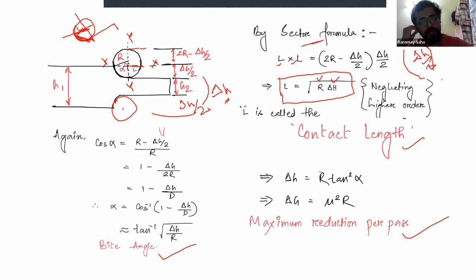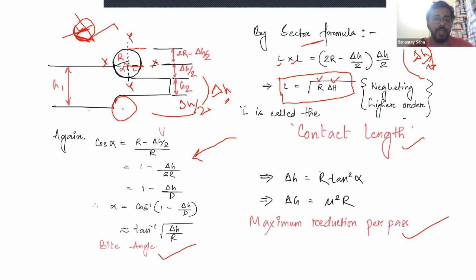Okay, so we just ignore the higher order terms and find that the contact length becomes the square root of R multiplied by your maximum reduction per pass, this del h. Okay. And now we look at another thing from here, which is called the bite angle, which is subtended at the roll, at the contact of roll and strip.